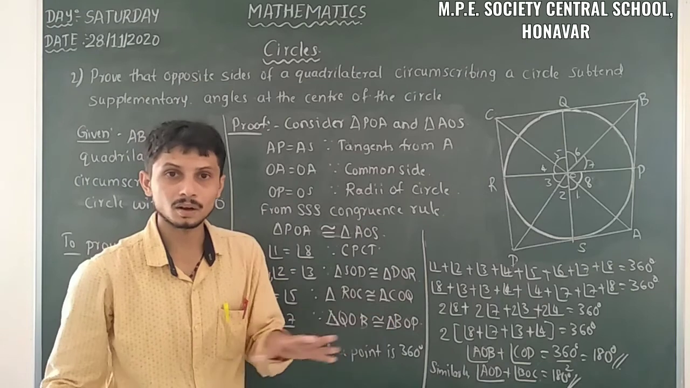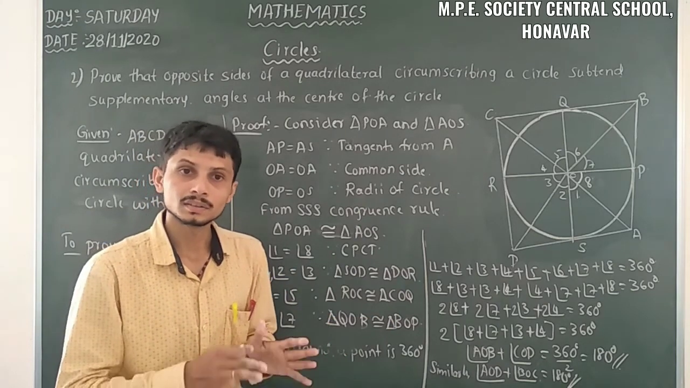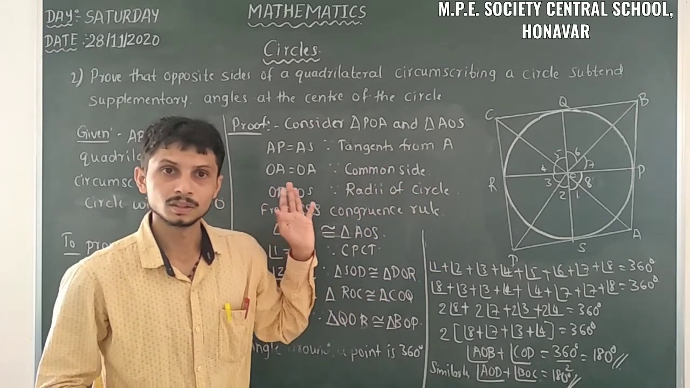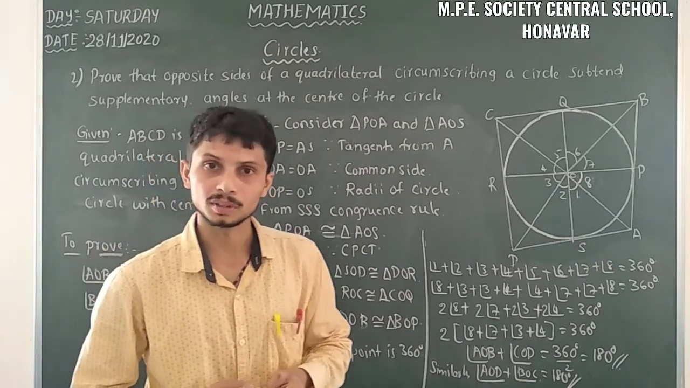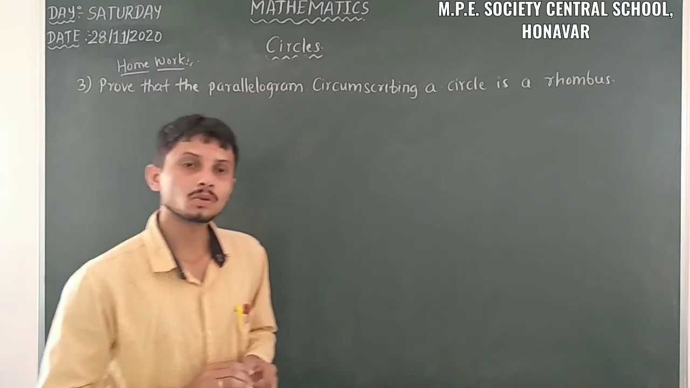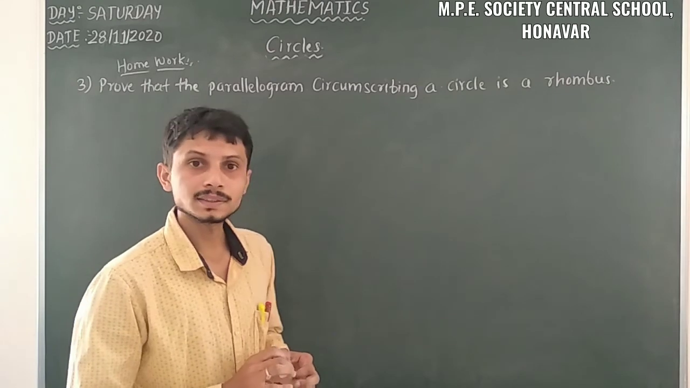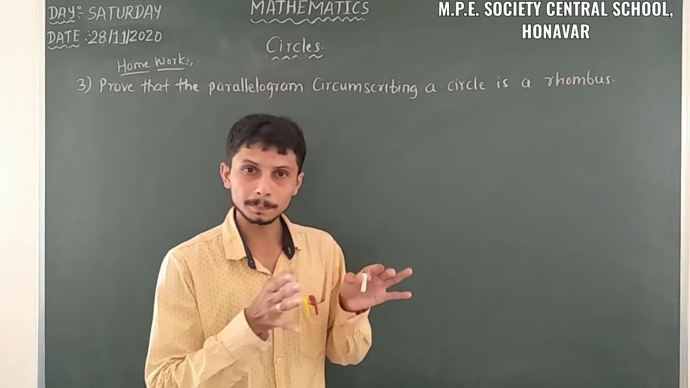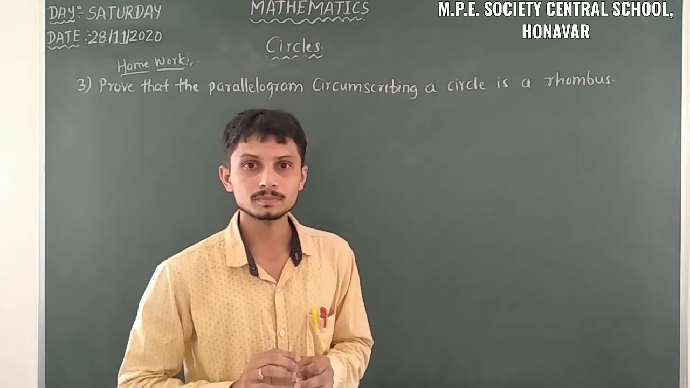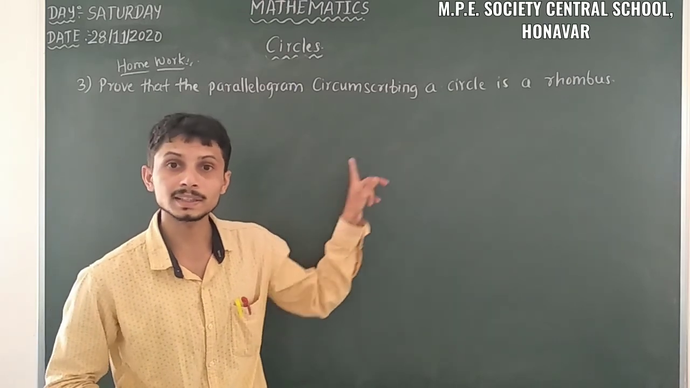So we have to take our required problem by taking some assumptions. Let us take some homework. The homework is: prove that the parallelogram circumscribing a circle is a rhombus. It is completely related to the first problem that we solved in this video. Here we have a parallelogram, and inside we have a circle, completely circumscribed.